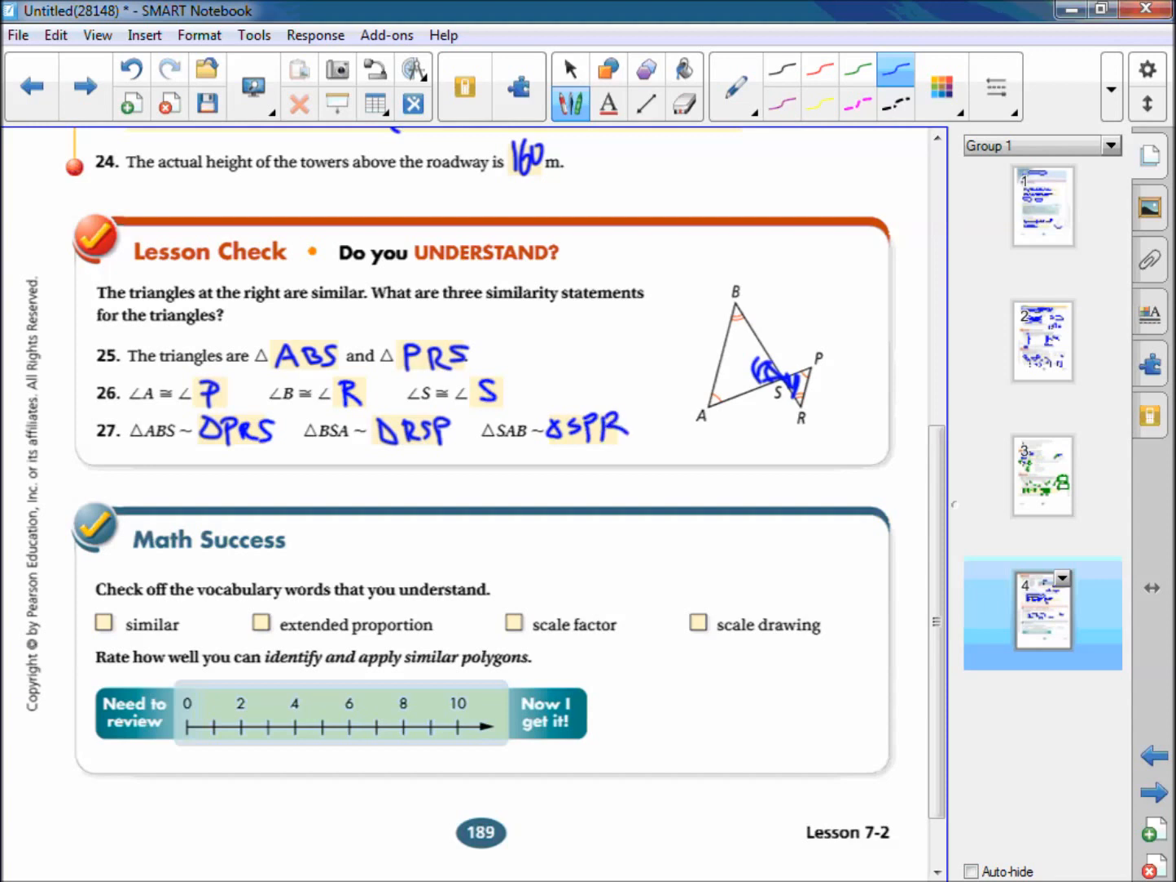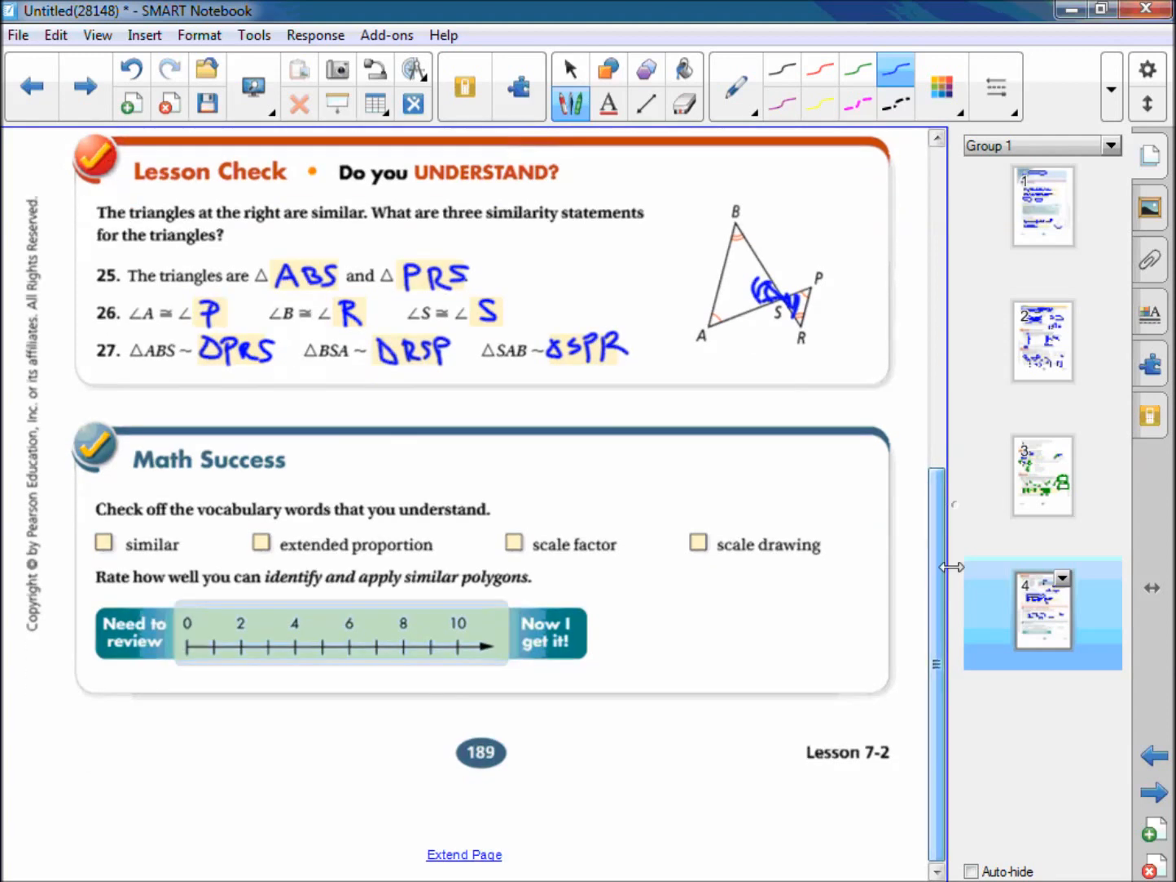So this completes our lesson for today. Check off the vocabulary words that you understand. So similar should be pretty good by now. Extended proportion, that's a weird way of saying, make each one X, and then we can use it to help us solve it. Scale factor, that's what we're looking for between two similar things. So like up here, what would be the proportional scale factor between the small one and the big one? And then a scale drawing.